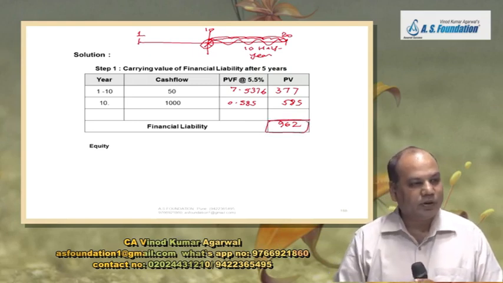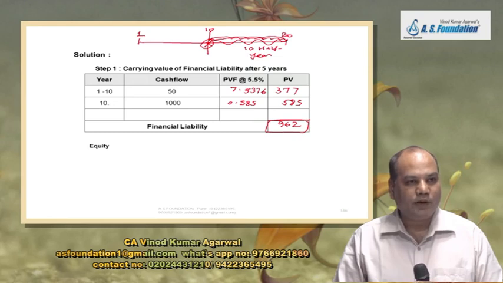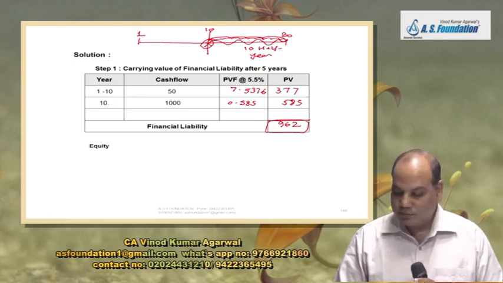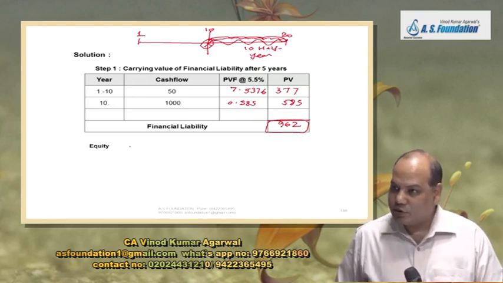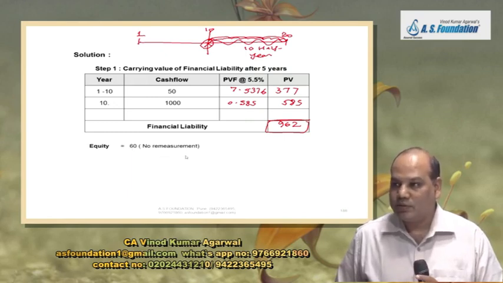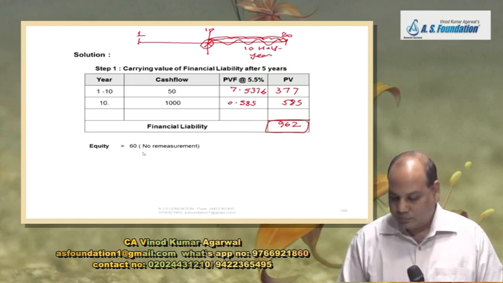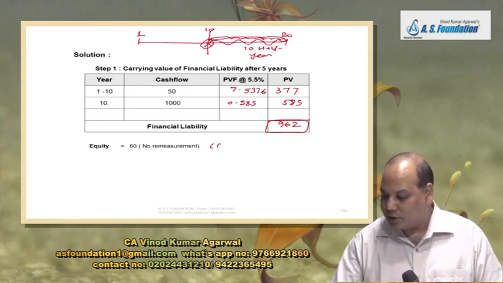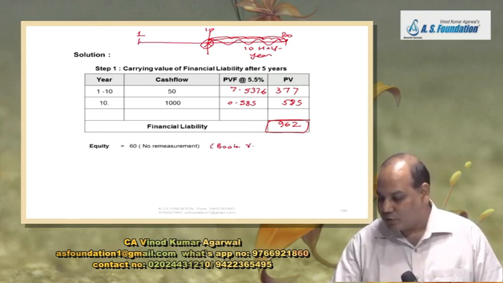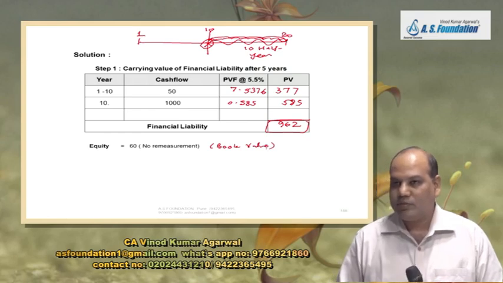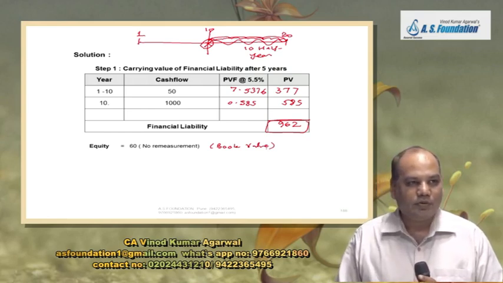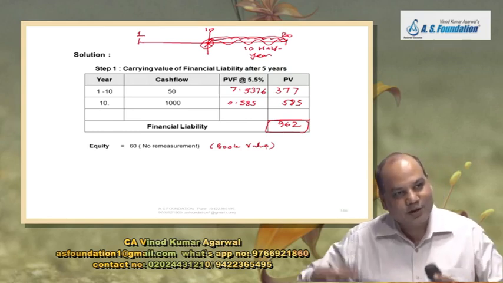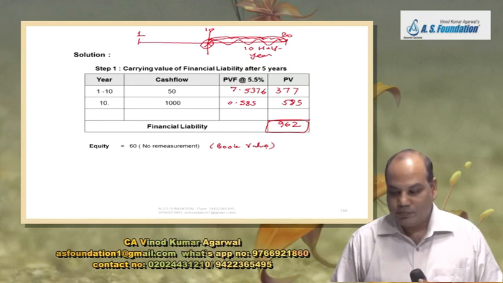Otherwise, simply find out the present value, because you are using 5.5% effective interest rate. And equity will be 60 only on this date. No remeasurement. These are the book values of liability and equity. Book value means ledger balance. What you did as homework, of course, you have not done, but just for understanding, similar thing you have done. The equity account remains the same even after 5 years.